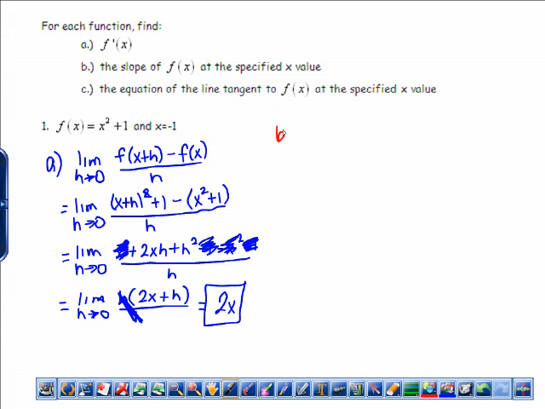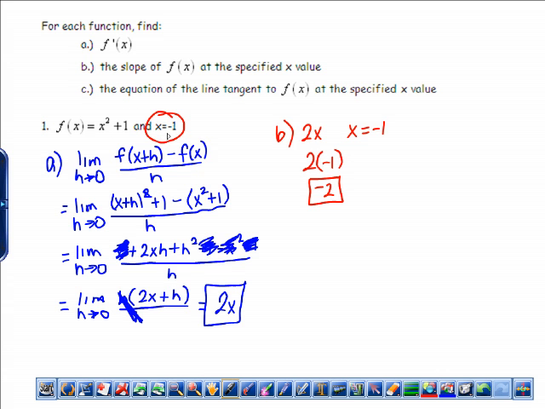Okay, so to answer part B, we're going to take our derivative and plug in our x value. I'm going to write it all out here. We have 2x and we have x equals -1. Let's combine these two. This would be 2 times -1, which is just -2. That is the derivative of the tangent line at x equals -1.